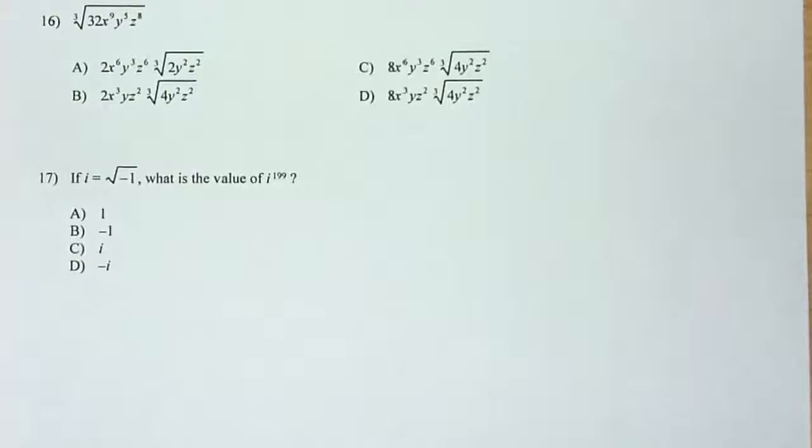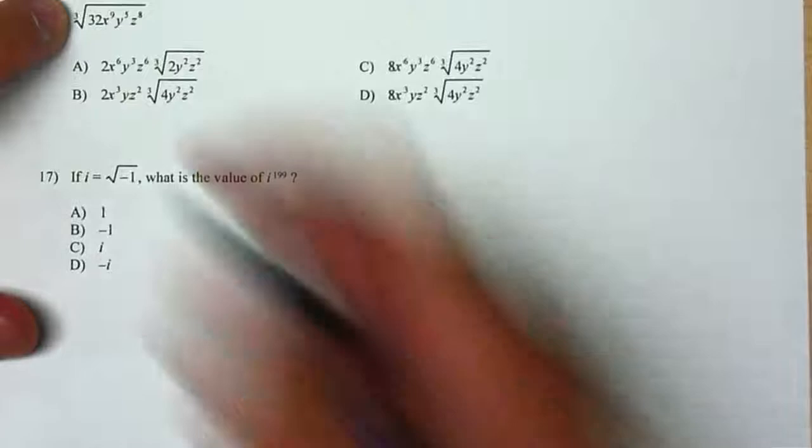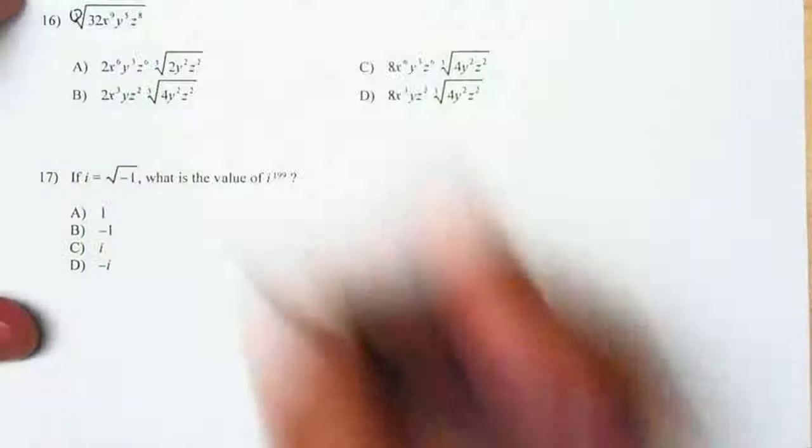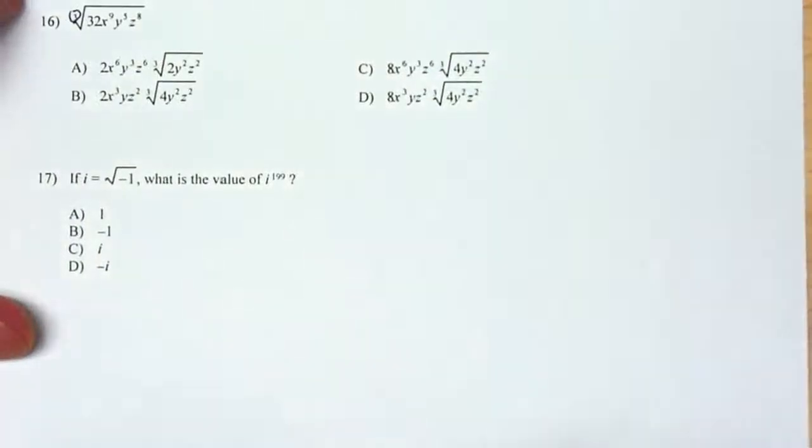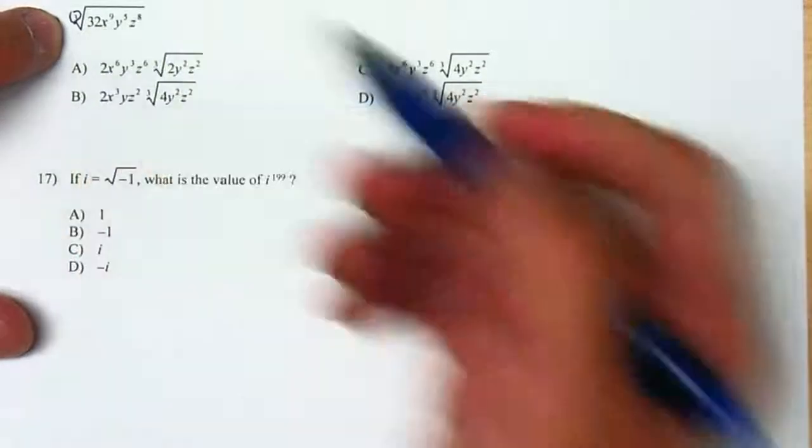Number 16 asks us to simplify this cube root. Since it has a little 3 on the outside, I know I'm going to be looking for groups of 3 to simplify it. So finding those groups of 3, I'm going to go ahead and factor out each one of these into groups of 3.